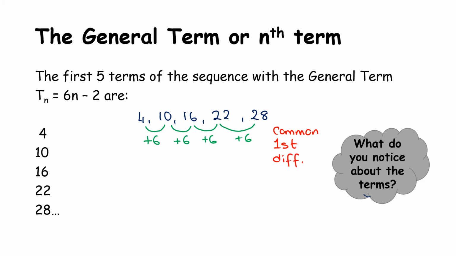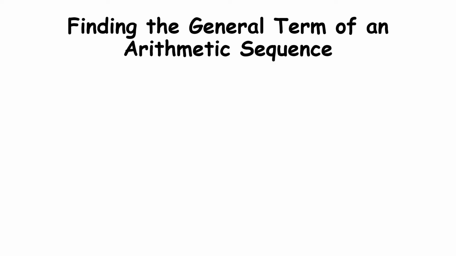Now, take a look at that common first difference, and let's go back to the formula that they gave us, the general term. Notice, and it's not a coincidence, that this common first difference, which is 6, appears as the coefficient of n. And then the minus 2 is the correction that it would need. So let's take a look at how we could use this to our advantage.